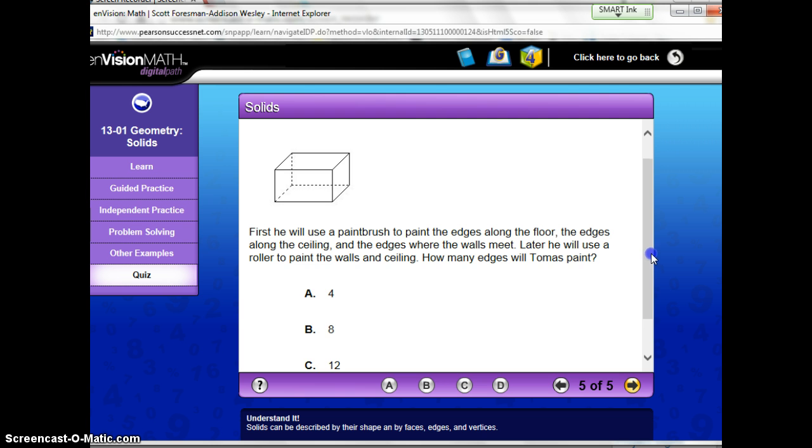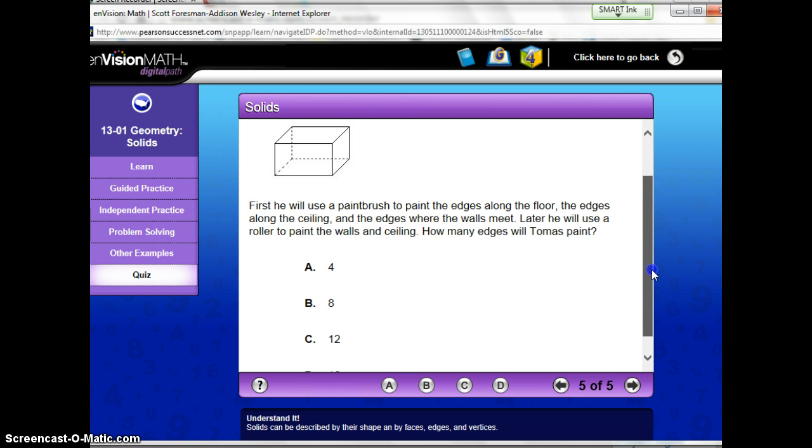So first, this kid is going to use a paintbrush, and he's going to go along the edges along the floor. Then he's going to go along the edges of the ceiling, and then the edges where the walls meet. And later he'll use a roller to paint the walls and the ceiling. So how many edges is Thomas going to paint? If this is a picture of his room right now, how many edges will he paint?